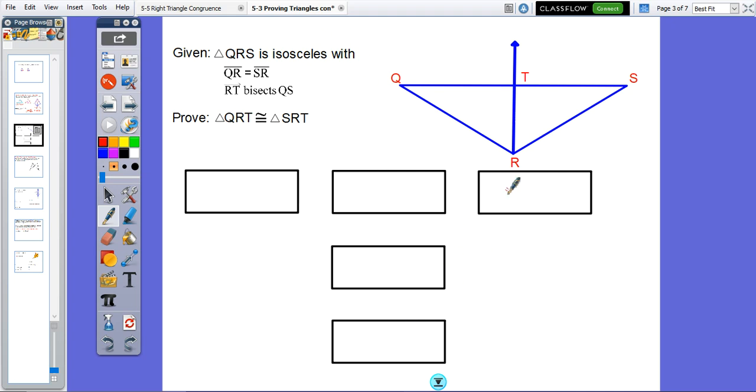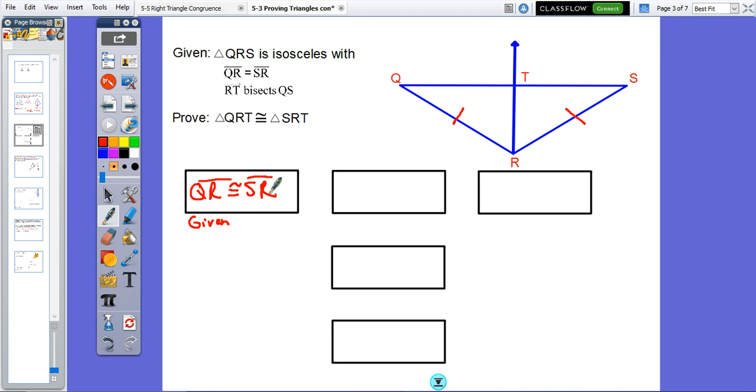It's where you make some good assumptions that can really help you out. So let's start with the given information. Here we have QR is congruent to SR. So we're going to write in the first given: QR is congruent to SR. We got that, and that's given information, so we write "given" underneath.